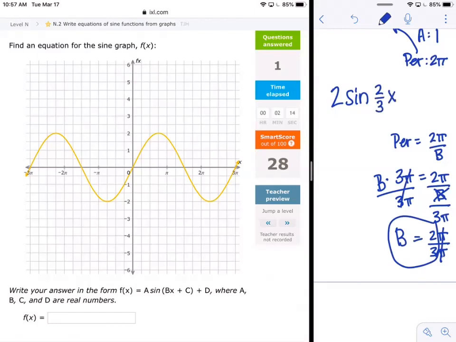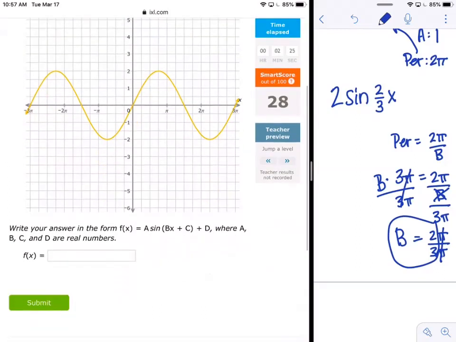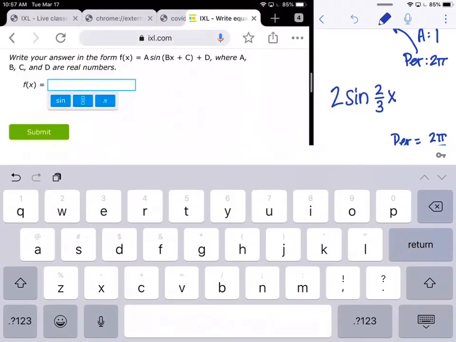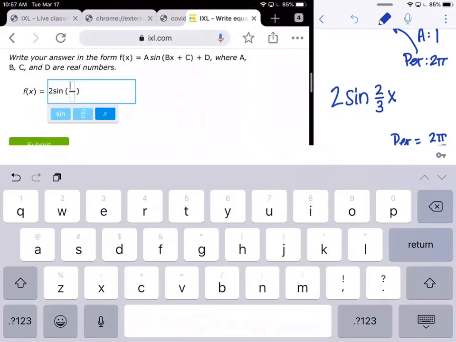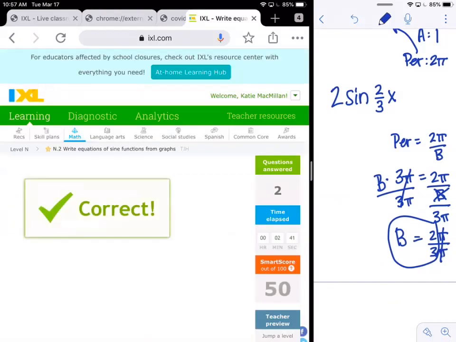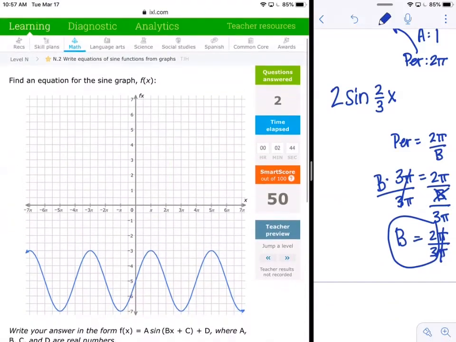You can write 2x over 3 if you want, but you don't have to. And then there's no up or down movement here. So that would be my equation. So over here, I'm going to type in 2, not w, 2, and then sine. And then I'm going to use the fraction. We can make words here. And then the x. Right? So that's what I'd see. For submit, we got that one correct.